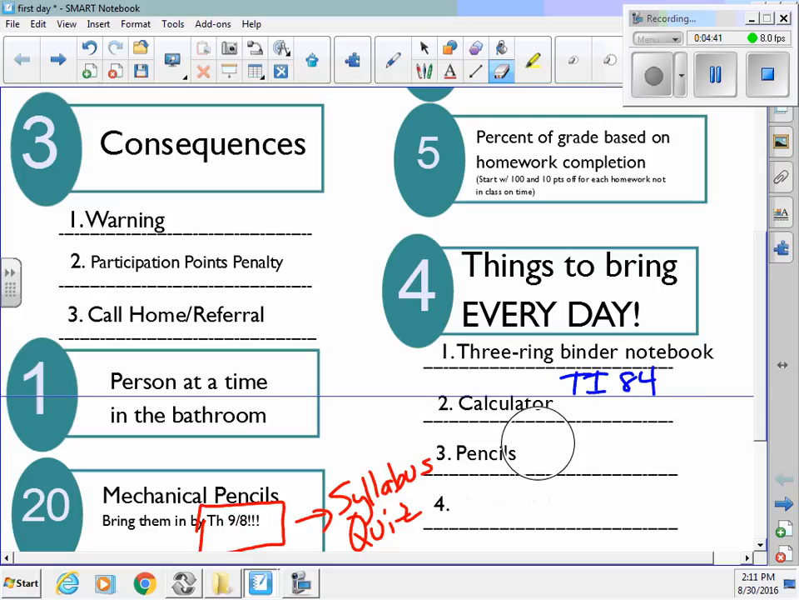Third thing, pencils. While I collect pencils for everyone to use, that's why you're bringing the 20 mechanical pencils, obviously, the expectation is that you bring your writing utensils. However, of course, in the scheme of the day, you might lose something. You might have forgotten to bring something. That's why we do the pencil collection. And 4, obviously your homework and notes from the previous day.